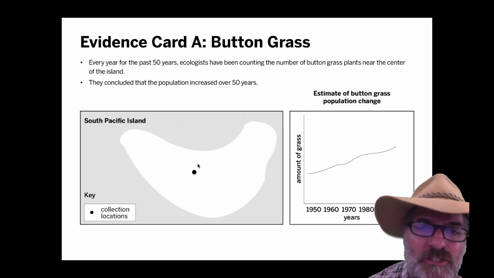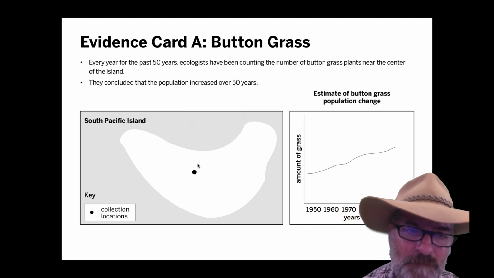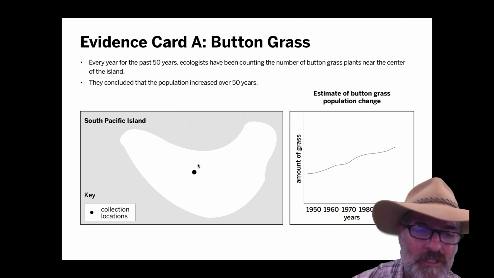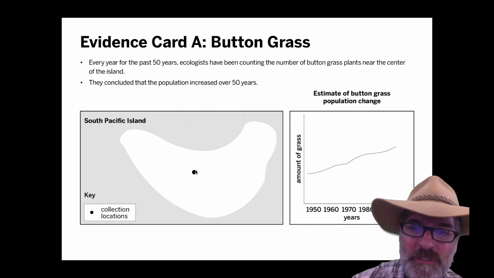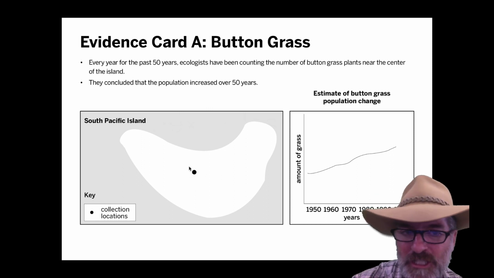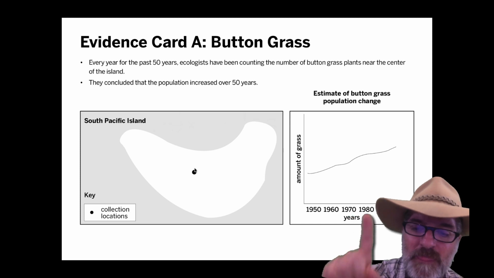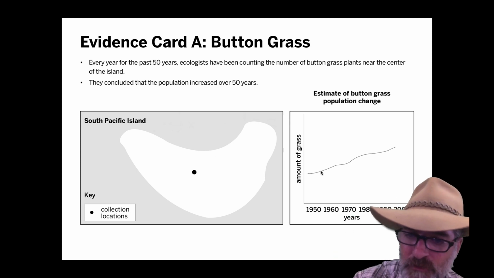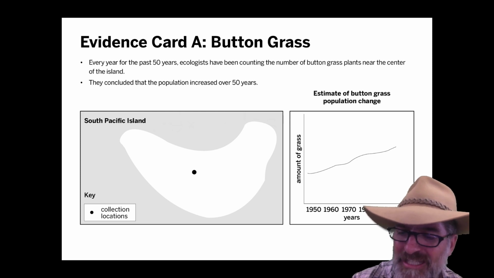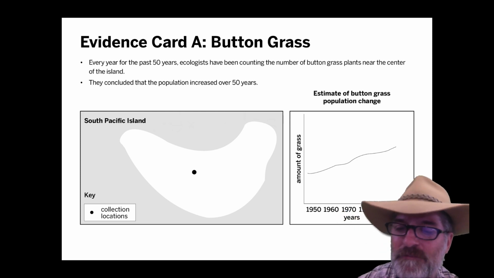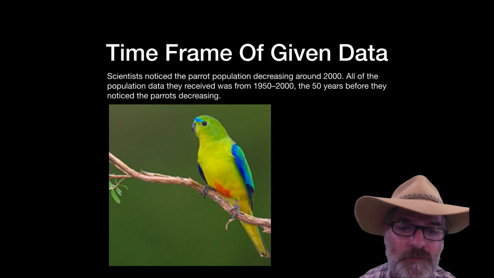So here's our evidence card A, button grass. So you've got your details there. You can see that the button grass, over the last 50 years, ecologists have been taking samples and counting population here, one place there, and it looks like from this graph the population is going up over the last 50 years. So they went from 1950 to 2000, which is 50 years.